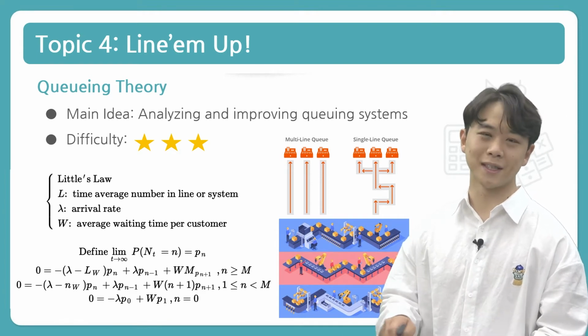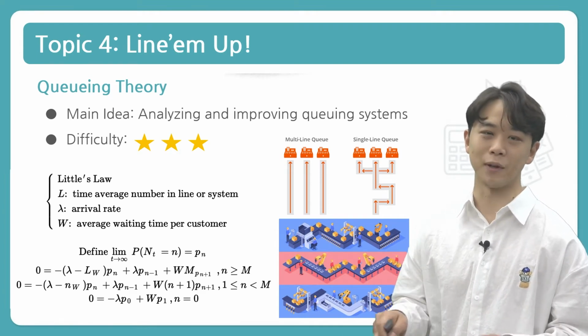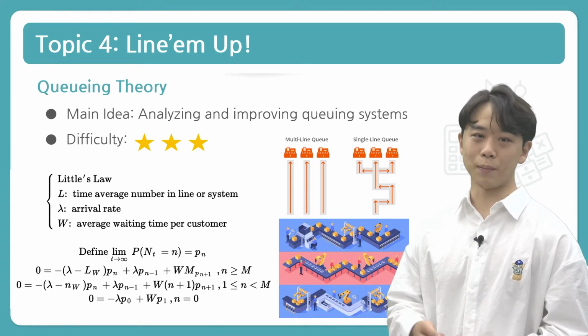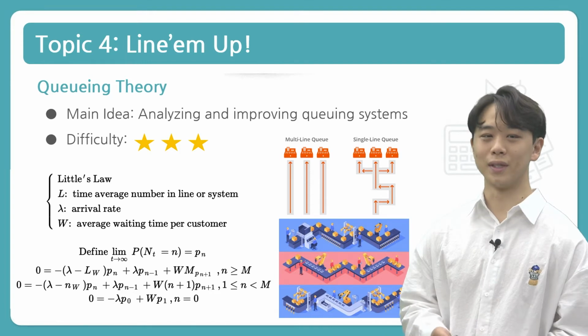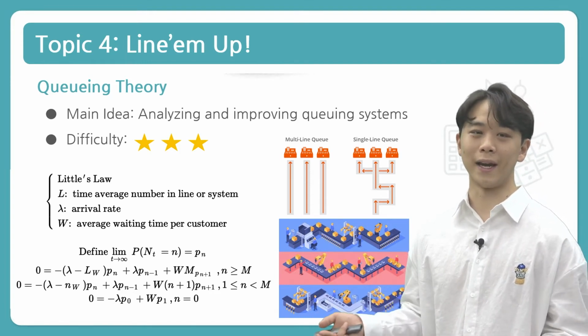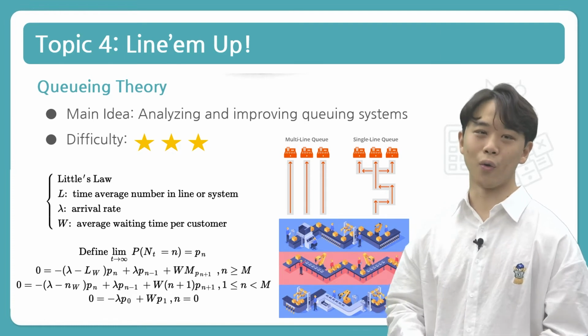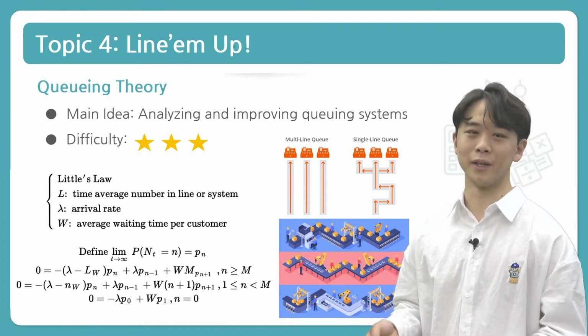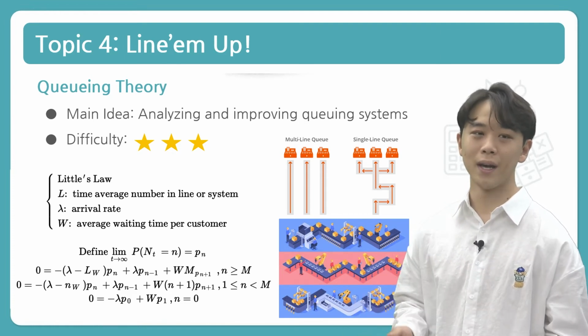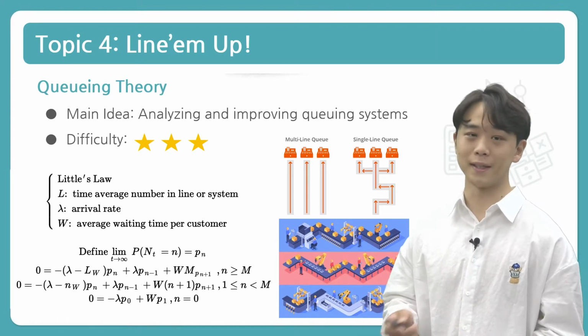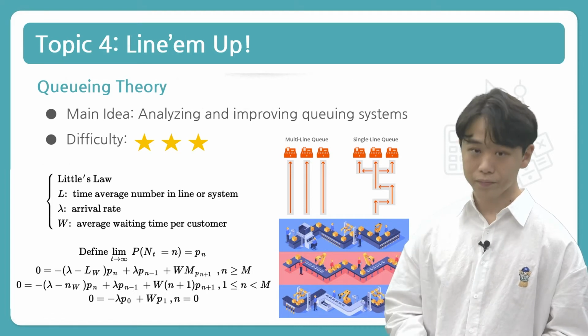So the complex derivation you see right here is an example of steady state analysis. So we would be calculating things like, what's the probability that the line is empty? What's the probability that there's one person in the line? What's the expected number of average customers waiting in the line, or what's the expected waiting time per customer? So all of these would be very important if you're trying to streamline processes. So if you're into economics, business, this might be for you.